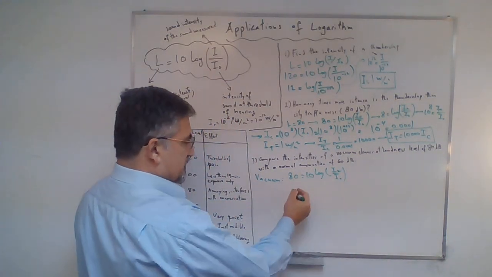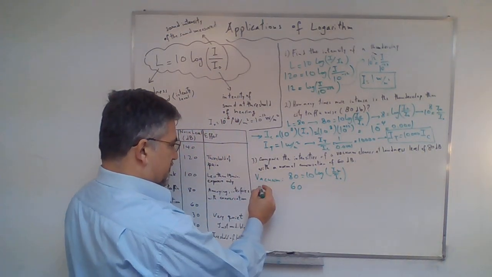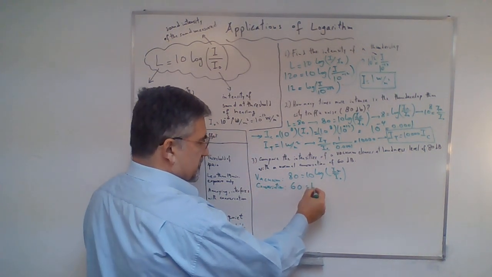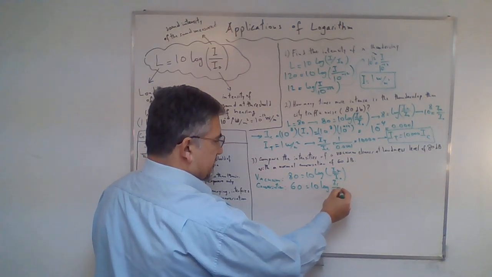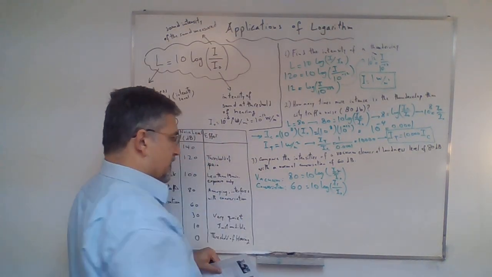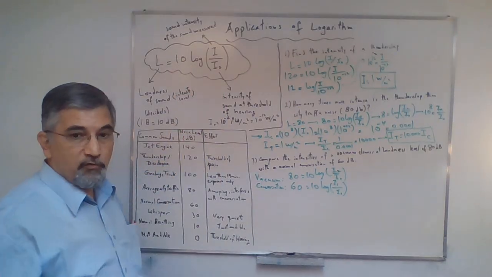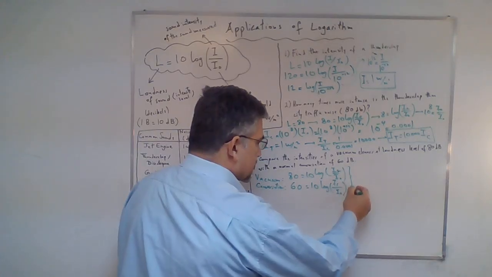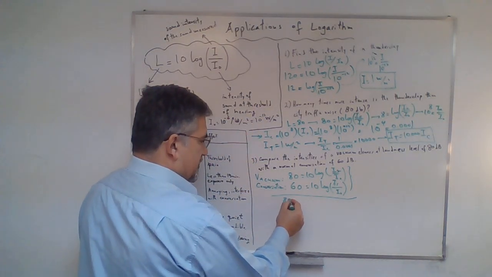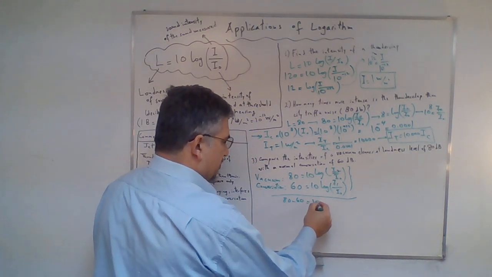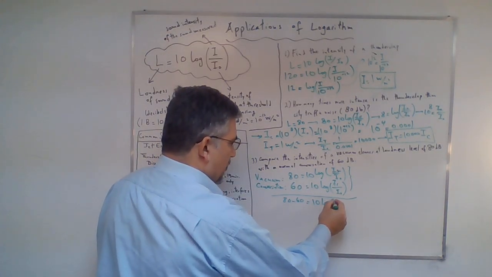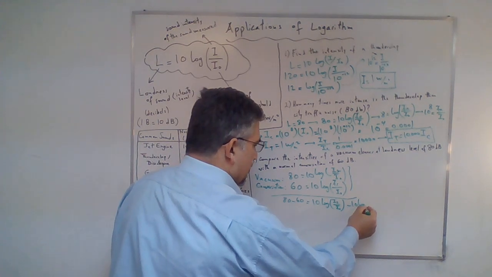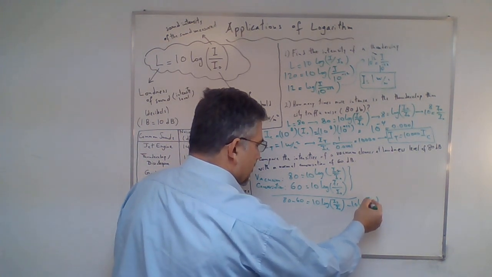And then for the other one, which is 60 decibels, this is the normal conversation, so that's 10 times log of I sub 1 over I sub 0. Okay, so I'm writing the formula for loudness of sound for both of these sounds. And then I'm going to do a simple subtraction here. So I go 80 minus 60 equals 10 times log of I2 over I sub 0 minus 10 times log of I1 over I sub 0.